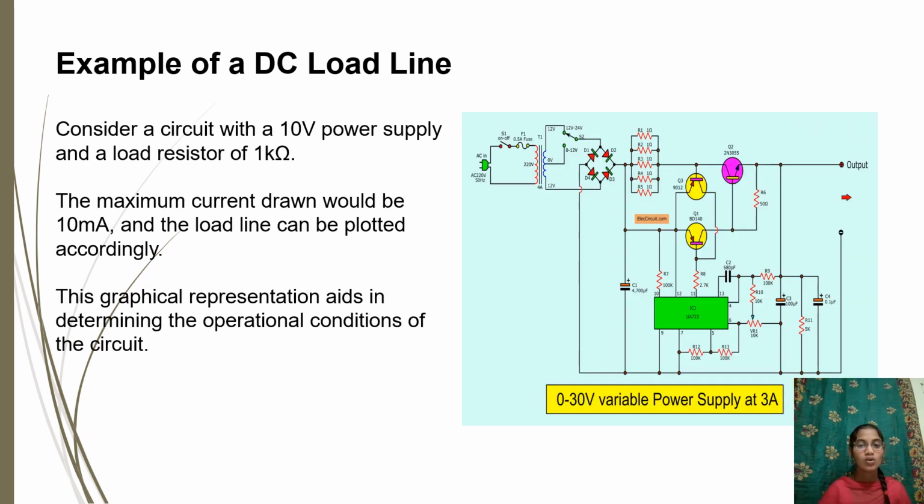Example of a DC load line. Consider a circuit with a 10 volts power supply and a load resistor of 1 kilo ohm. The maximum current drawn would be 10 milliamps and the load line can be plotted accordingly. This graphical representation aids in determining the operational conditions of the circuits.